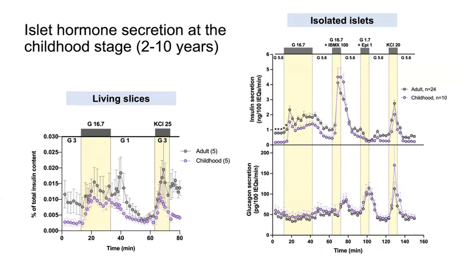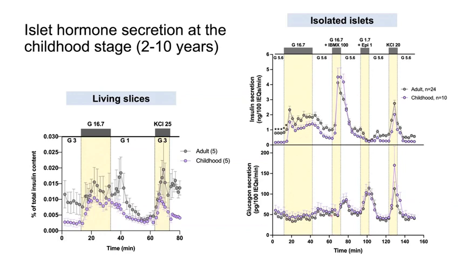We performed that in parallel. We were able to record from isolated islets as well as from living slices. You can see recordings from adults in gray and from donors in childhood, between 2 and 10 years, and the pattern of secretion is very similar. You can see a first phase and maybe a second phase, and then also a response to KCl depolarization. What is different, maybe, is that the baseline is a little higher in the adult than in children. This is very similar between the living slices and the isolated islets.